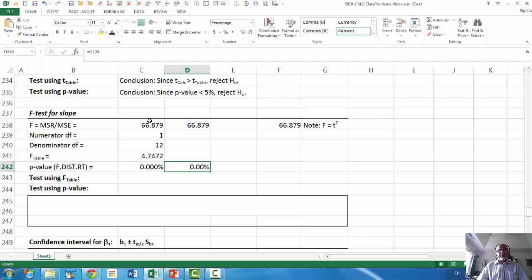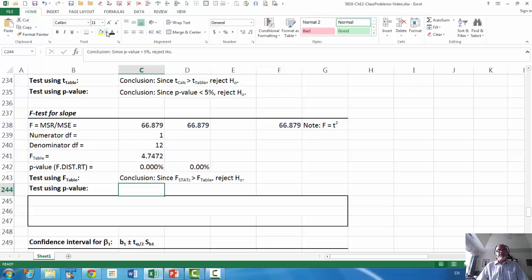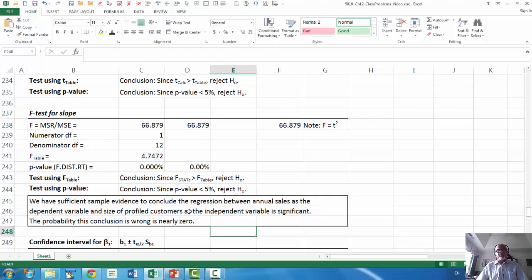So the F statistic is greater than the F table value, so we reject. Or the P value is less than alpha, so that also, of course, rejects. And then we interpret. We have sufficient sample evidence to conclude that the regression between the annual sales as the dependent variable, that is the Y variable, and the size of the profiled customers as the independent variable is significant. So the probability that this conclusion is wrong, that is the type 1 error, is nearly 0.